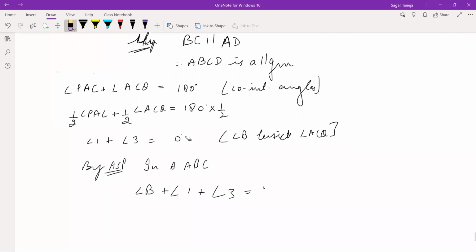Just right here 90 degrees, because half of this will be 90. Note it down. Half of PAC, half of ACQ. If we are doing half here, then the right side also we have to make half. Then only the equation will be equal on both sides, means LHS and RHS. So 1 plus 3 is 90. Now in place of 1 plus 3, we write 90 degrees. Angle B plus 90 is equal to 180. So angle B is equal to 180 minus 90, 90 degrees.